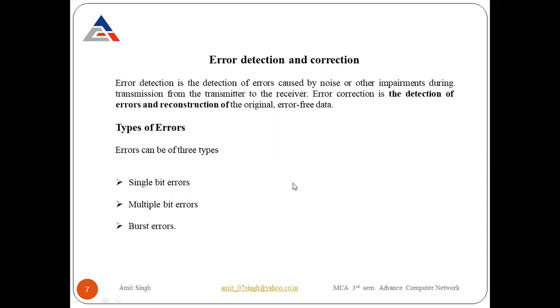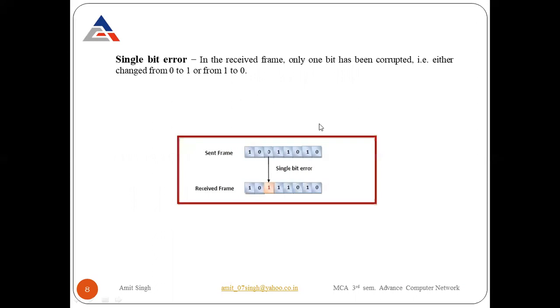Now we are going to study the concept of error detection and correction. First we have to know about the types of errors. Errors can be of three types. The first is the single bit error, the second is multiple bit error, and the third is burst error.